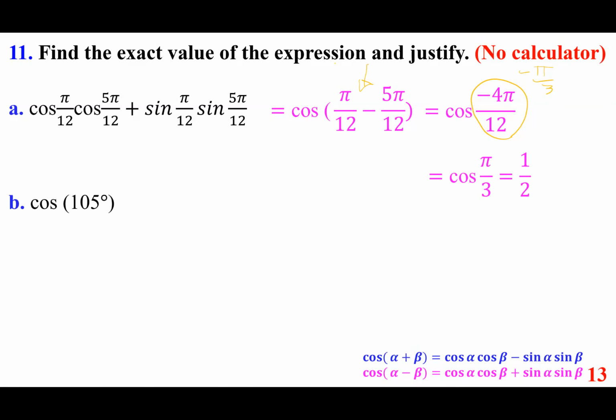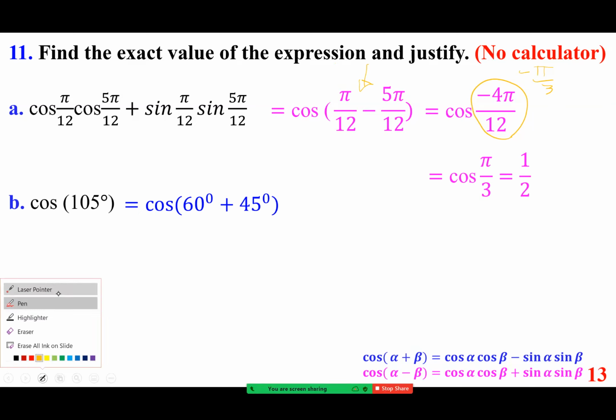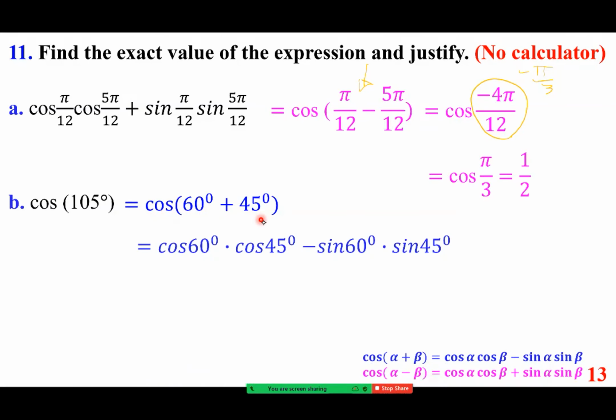It's the sum of 60 degrees and 45 degrees that gives us 105. And therefore, we use cosine of alpha plus beta, the blue one. So cosine alpha, cosine beta, that means cosine 60, cosine 45, minus sine alpha, sine beta, minus sine 60, sine 45. And we replace the cosine 60 with 1/2, cosine 45 with square root of 2 over 2, sine 60 with square root of 3 over 2, and sine 45 with square root of 2 over 2.